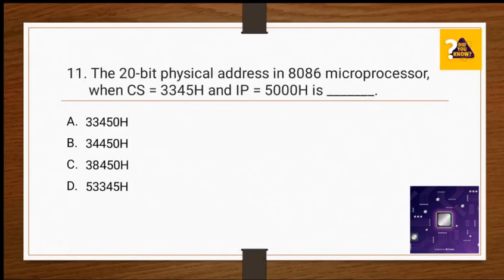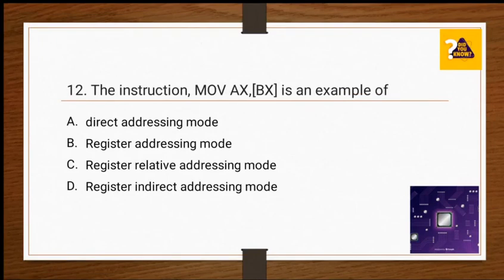The next one: the physical address in the 8086 microprocessor when CS is equal to 3345H and IP equal to 5000H is dash. The options are option A, 33450H; option B, 34450H; option C, 38450H; option D, 53345H. The answer is 38450H.